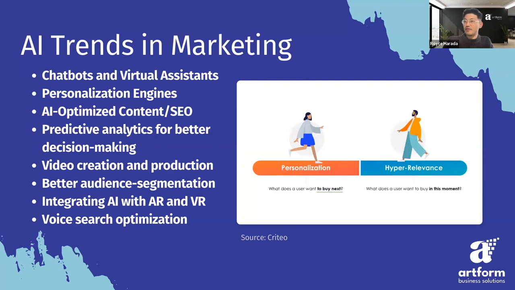And then we have AI, AR, and VR integration. I think this is the most forward-propelling one, where the convergence of AI with augmented and virtual reality is crafting immersive brand experiences. We're already seeing this with giants like Snapchat and Nike, and we actually do have an example on the next slide.